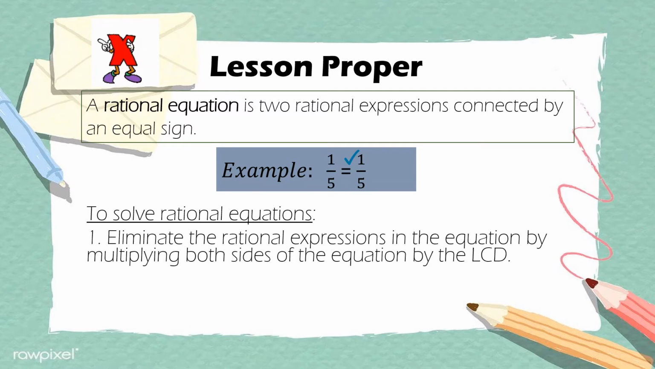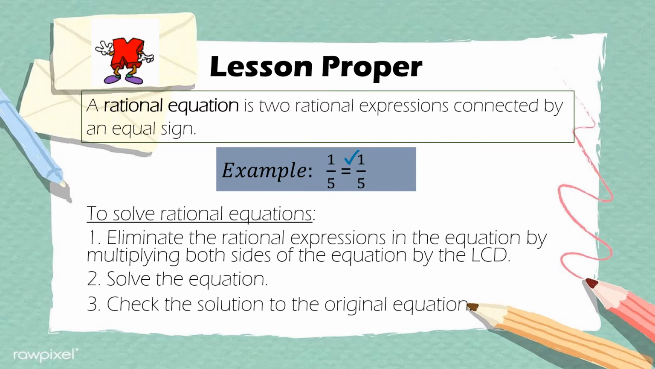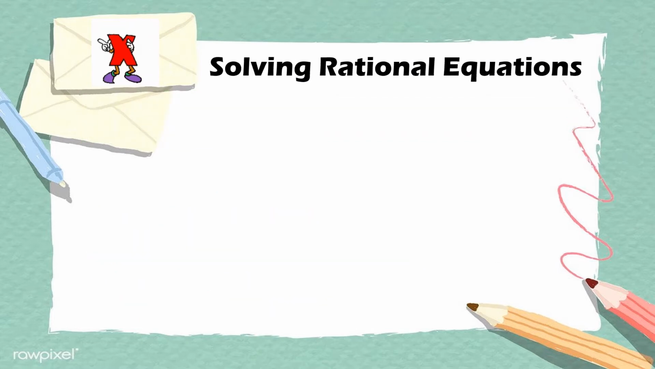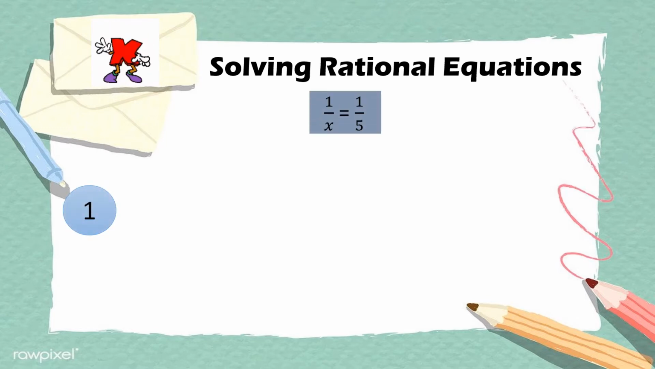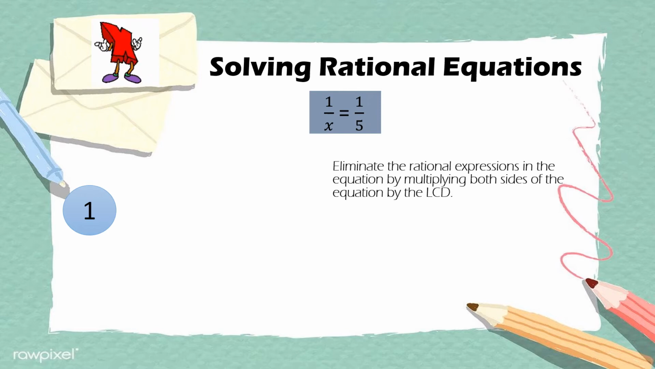And here are the steps to follow in solving rational equations. First, eliminate the rational expressions in the equation by multiplying both sides of the equation by the LCD. Second, solve the equation. And third, check the solution to the original equation. We will now be solving rational equations. For the first example, 1 over x equals 1 over 5. So here we will find how x became 5, simply by following these steps.